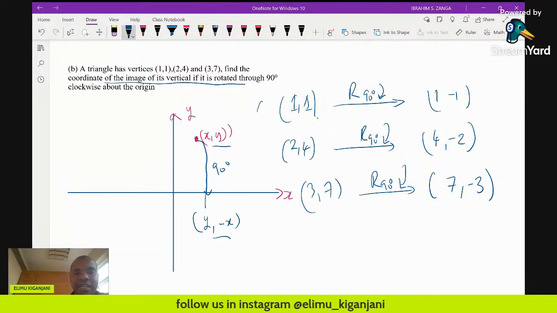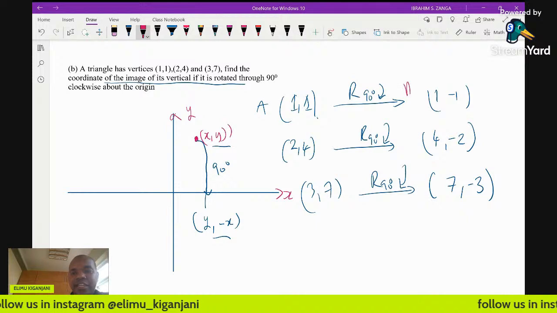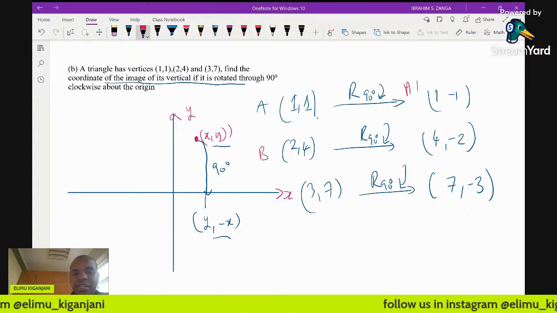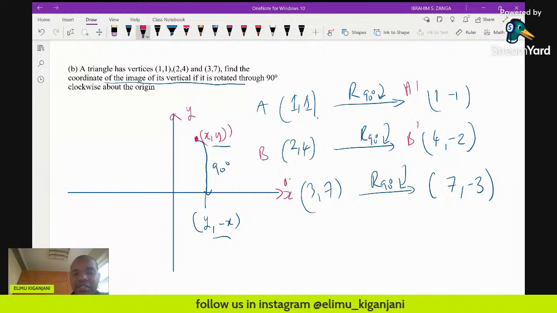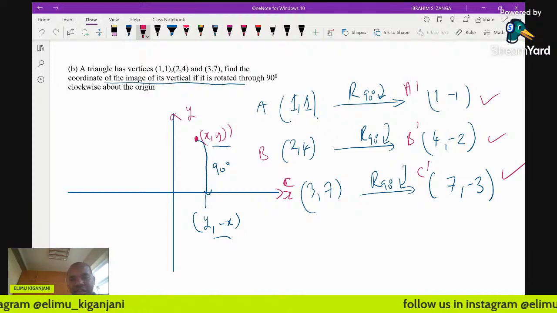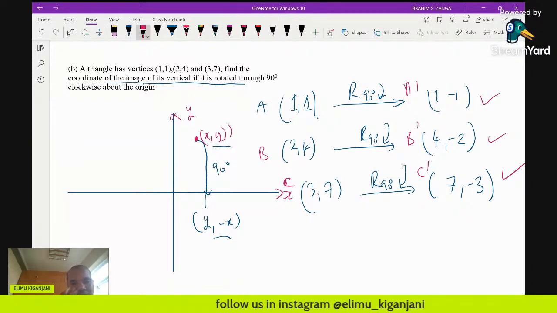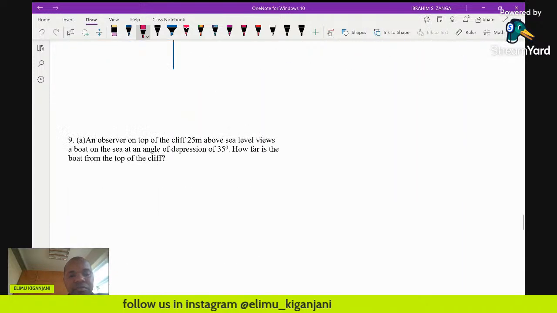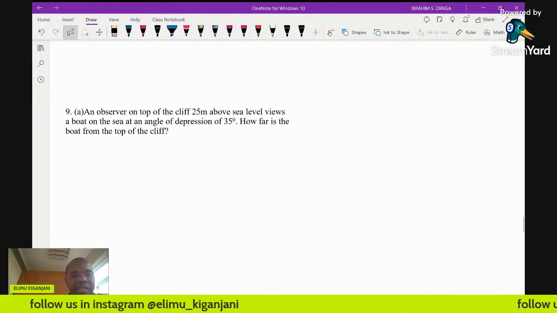If this is A, this is A dash. If this is B, this is B dash. If this is C, this is going to be C dash. So the new coordinates are (1, negative 1), (4, negative 2), and (7, negative 3), dear students. Going to question number 9.